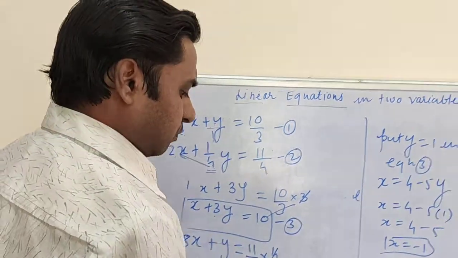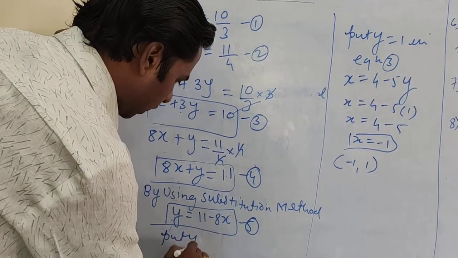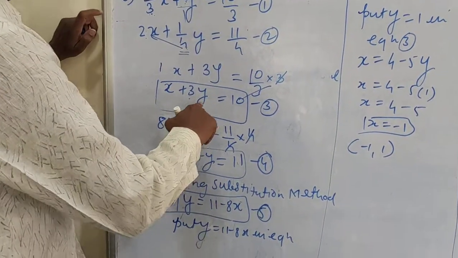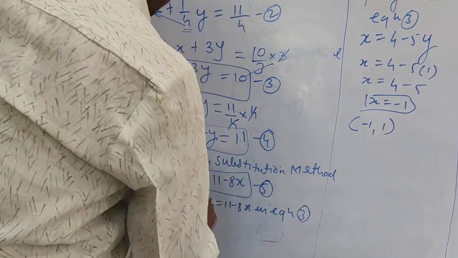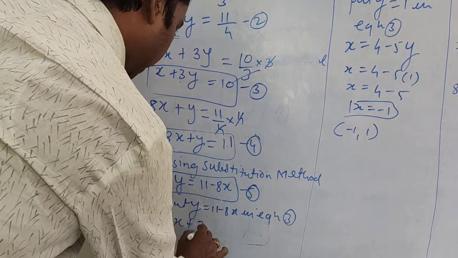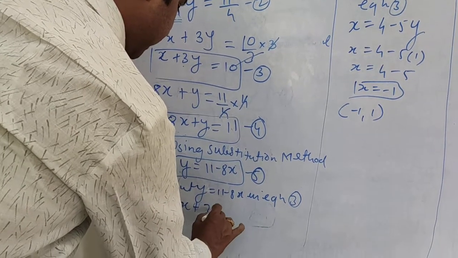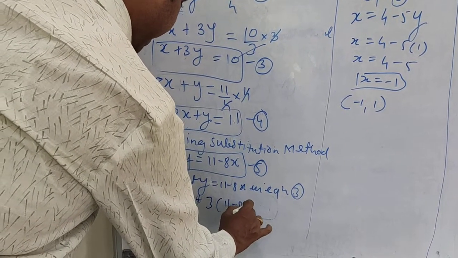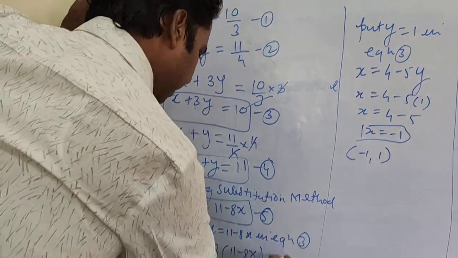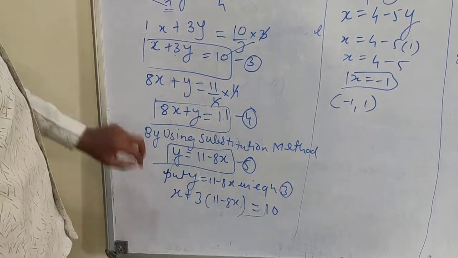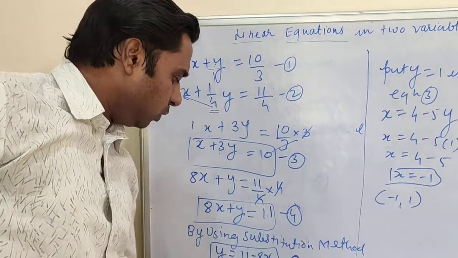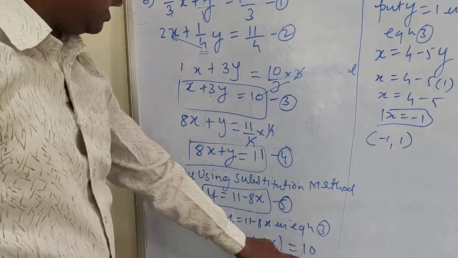Okay, so put y is equals to 11 minus 8x in equation 3. So what is equation 3? Equation 3 is x plus 3 into y. Instead of y we can write 11 minus 8x. x plus 3 into 11 minus 8x is equals to 10. I have substituted this value in equation 3. Instead of y I have put the value, 3 as it is and x also as it is, 10 also as it is.